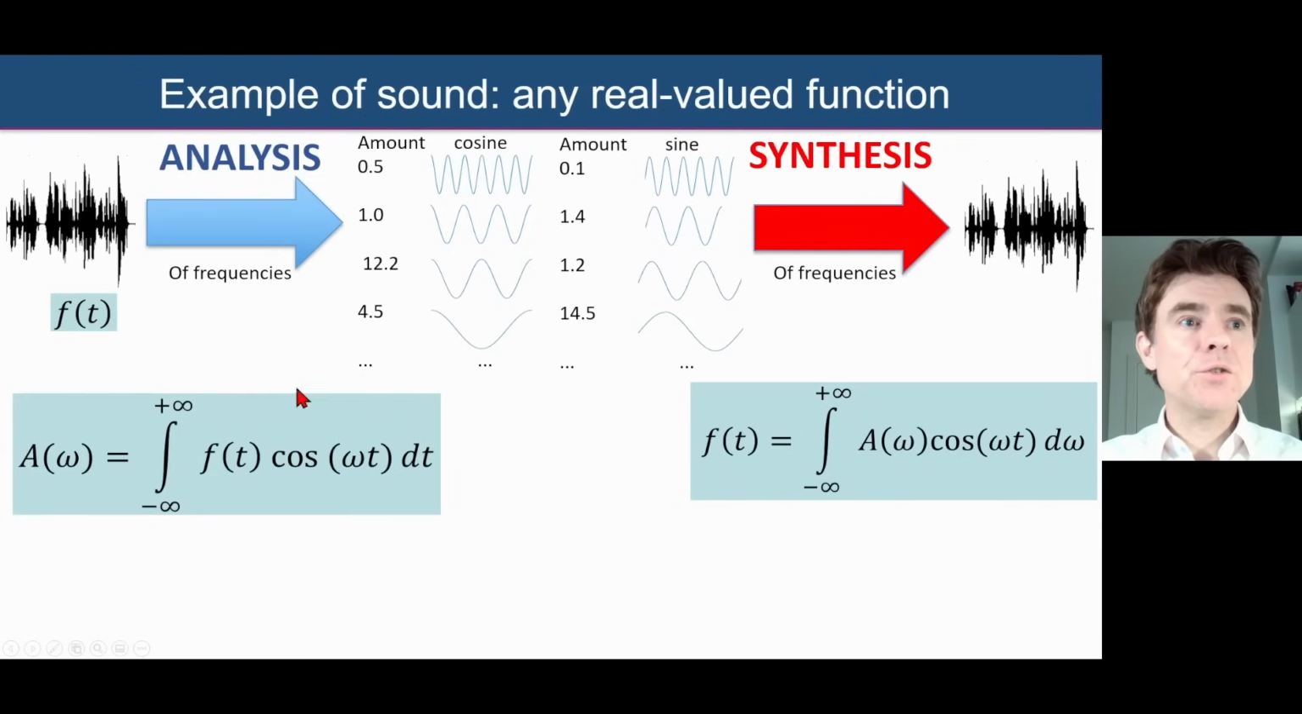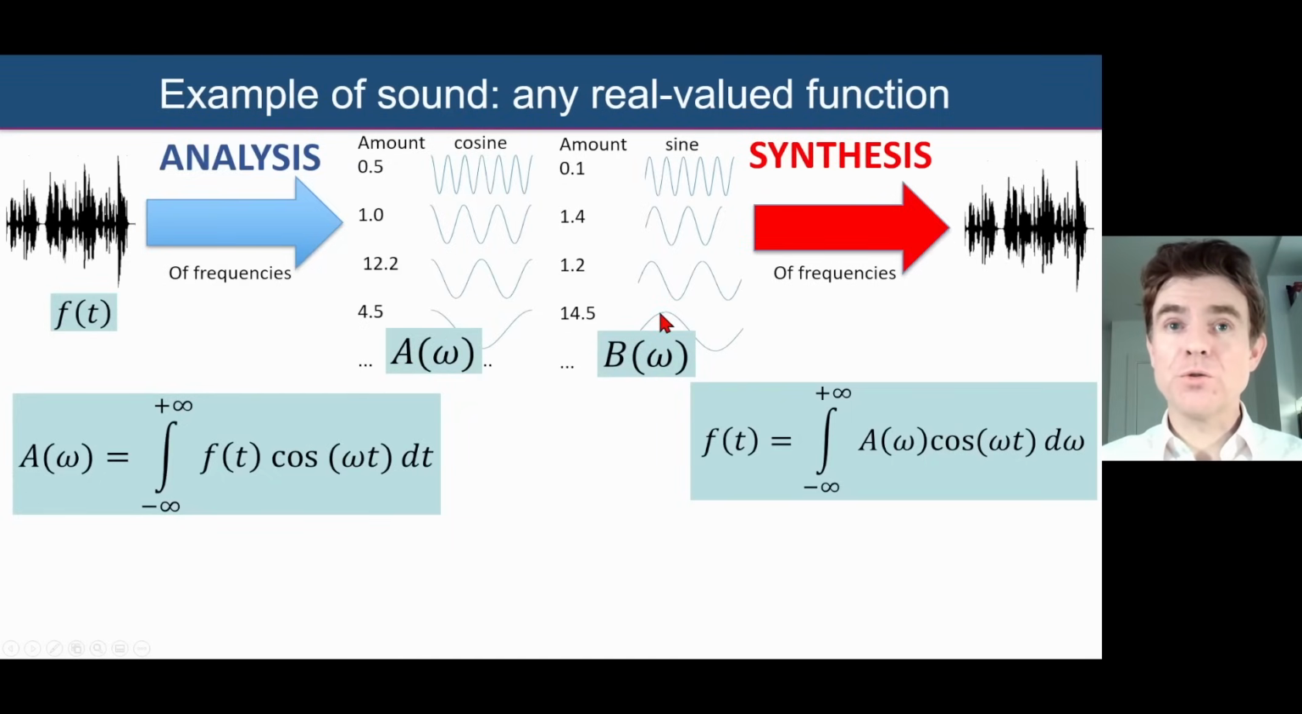Right, so our analysis equation is what we saw before. Our synthesis equation for the real part is what we saw before. For the even part, the cosine functions, is as we saw before. But now we've not only got the amount of frequency omega for the cosine, now we've also got to have an amount B of frequency omega for the sines as well. And so again, these combine to give just a phase shifted cosine.